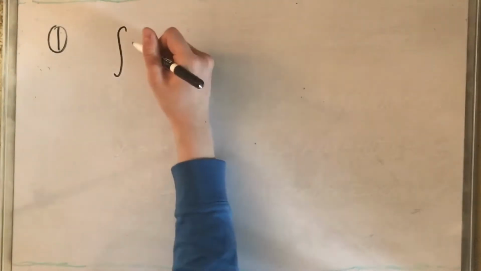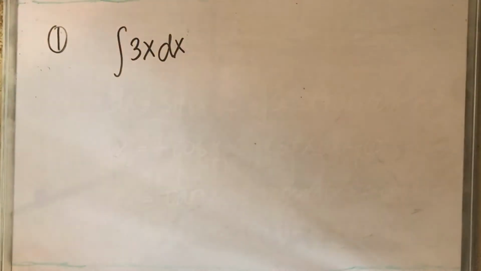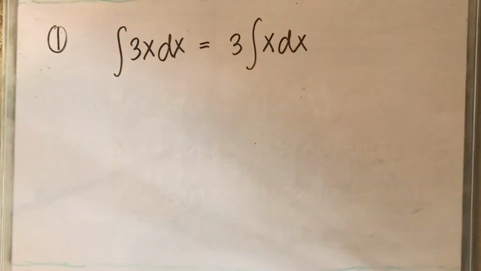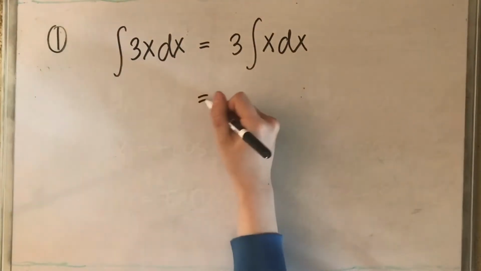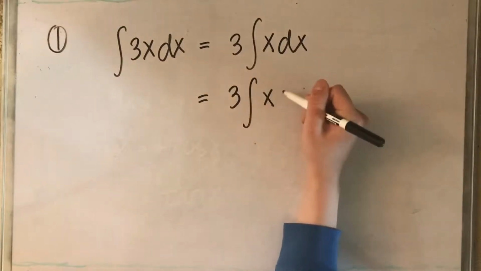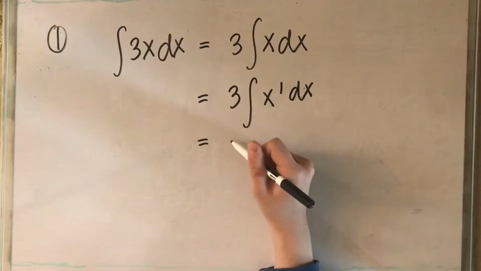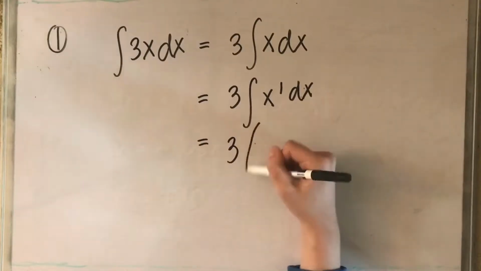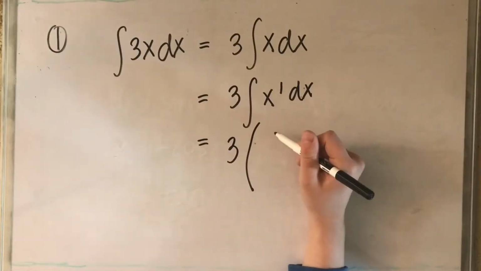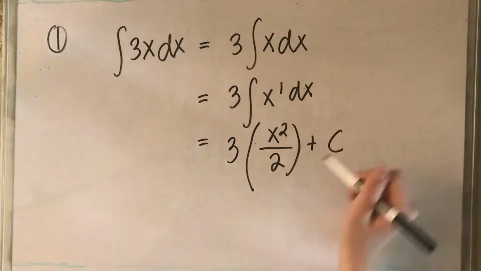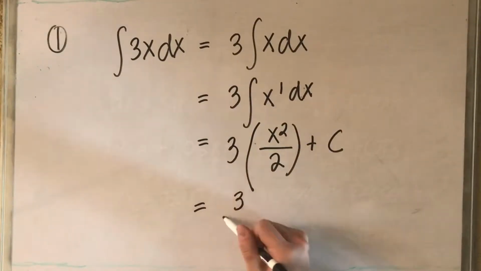Given the integral of 3x dx. First, factor out the constant 3, so all you have is x dx to work with. Then, rewrite this so that you can easily recognize that you will use the power rule. Then, use the power rule. Here we get 3 times x squared over 2 plus c. Never forget c. Simplify down using basic math and you have found your answer.